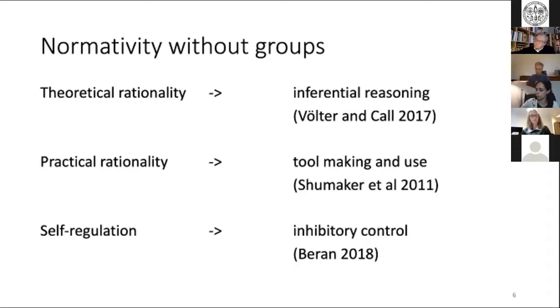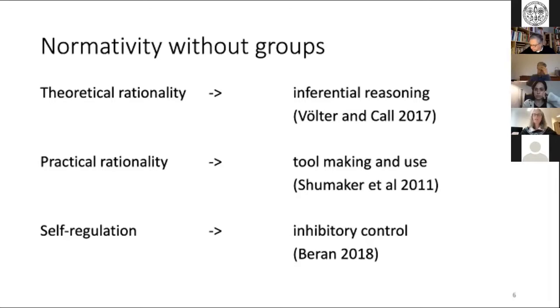And then the third place where I think we can pretty clearly see normativity at an individual level comes from self-regulation. So self-regulation is when one has to govern one's own desires or manipulate one's own physical states in order to achieve some goal, perhaps a feeling of comfort when an individual feels an aversive emotional response.